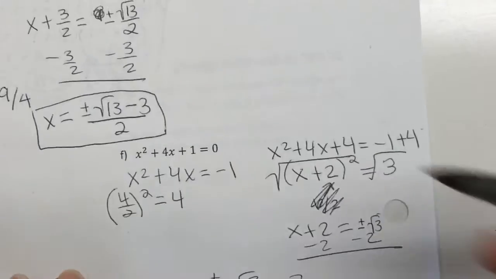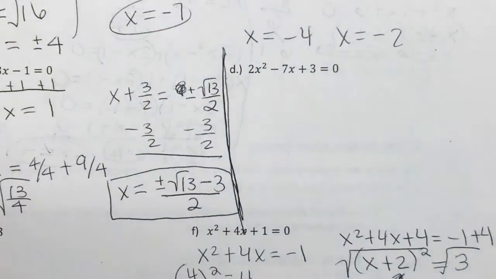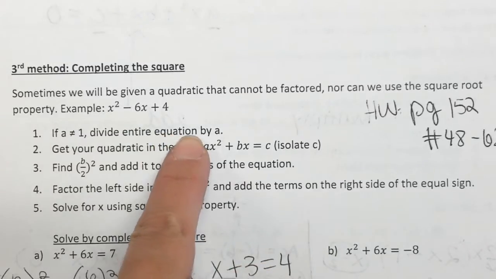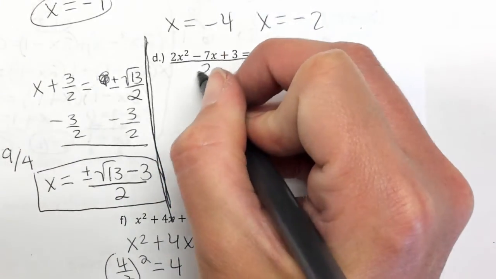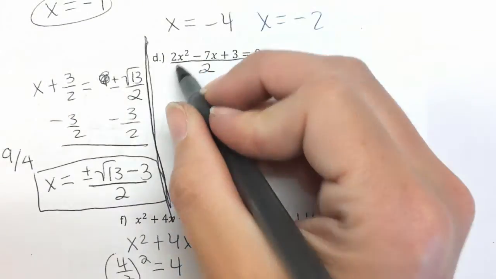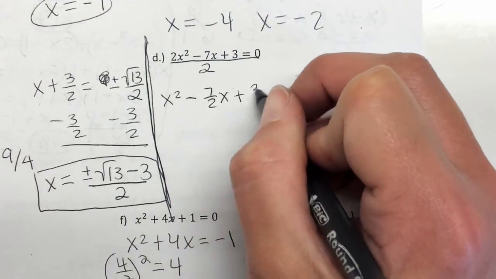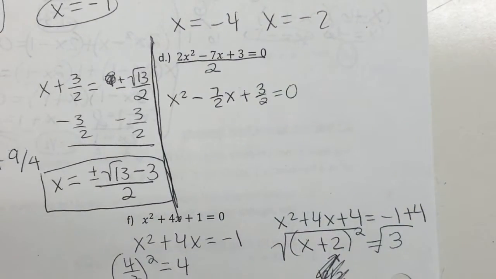The only difference between D and E, between all the rest of them we worked, is what? Good. A is not 1. A in this one is 2. So step 1, it says if A is not 1, divide the entire equation by A. And A is 2. So let's go and do that. And let's leave them as fractions. So the first one, I'll just get x squared minus 7 over 2 x plus 3 over 2. It looks scary, but I promise it's not going to be scary.